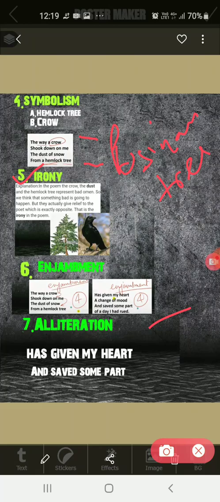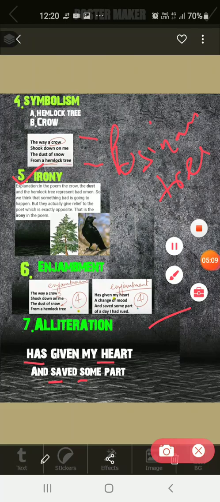Alliteration is another powerful literary device, and we can see the use of this literary device in the lines "has given my heart." Though the words are not quite near to each other, we can still see the h sound being used. And then in another line, "saved some," yes, again the s sound. So we can say that alliteration has been used in the poem Dust of Snow. These were the poetic devices used in the poem.